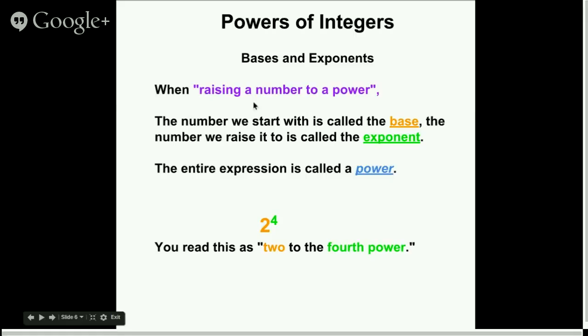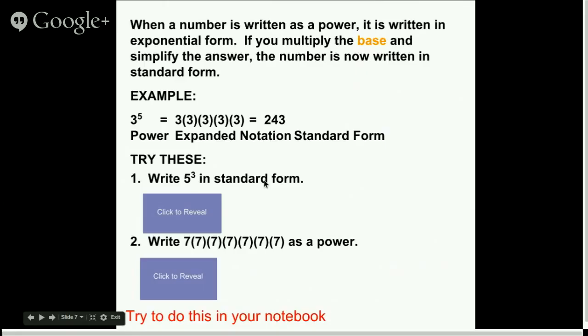When raising a number to a power, you need the base. So the base is the orange number here, and it is raised to an exponent, or this whole thing is called a power, 2 to the 4th power. When a number is written as a power, it is written in exponential form. So this is exponential form. If you multiply the base and simplify the answer, the number is now written in standard form. So this would be standard form. Standard form, exponential form.